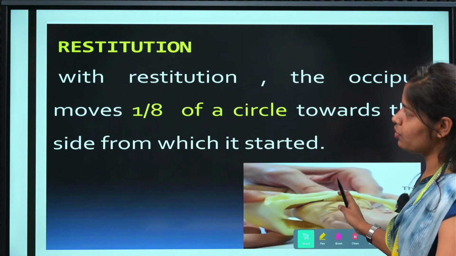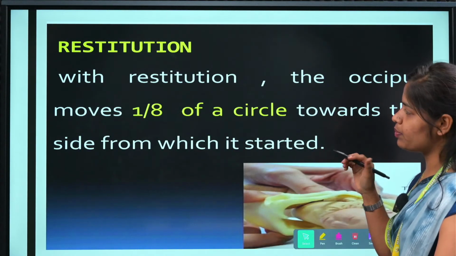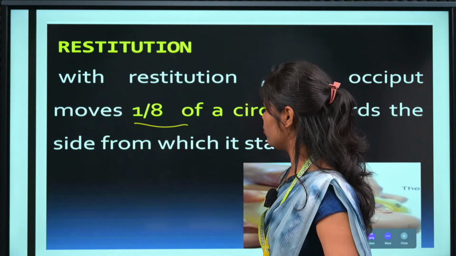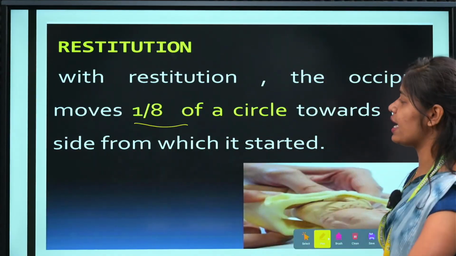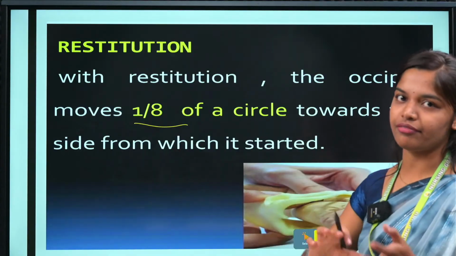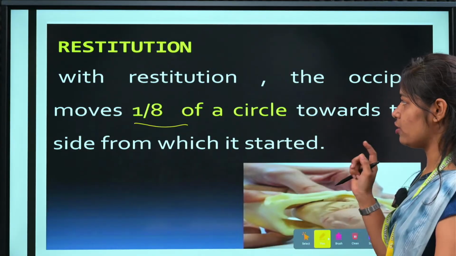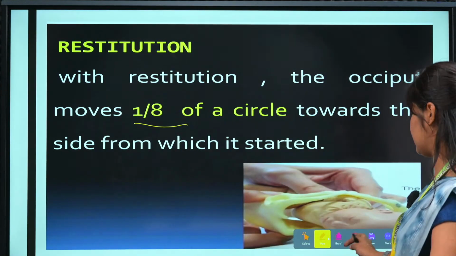Then restitution. With restitution, the occiput moves again 1/8 of the circle towards the side from which it started. It may be left or right. The head will rotate, and a complete 1/8 of the circle rotation will occur in restitution.